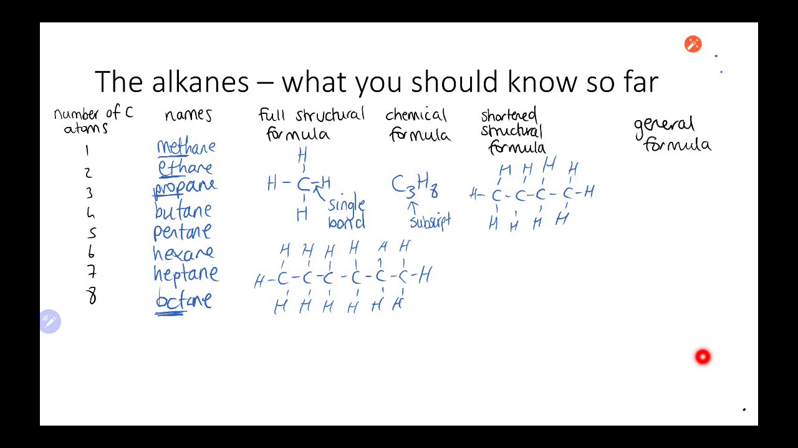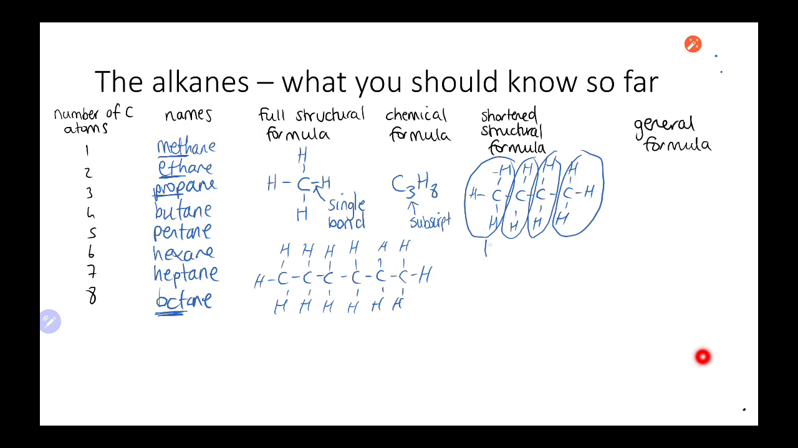Okay, and the shortened structural formula is what it says in the tin, right? It's a shortened version of what we've just drawn out. So the way to do that is basically just circle each of your carbons like so, and then all you're doing is writing down what is round about each carbon atom.